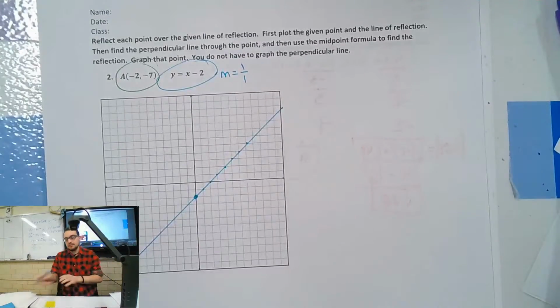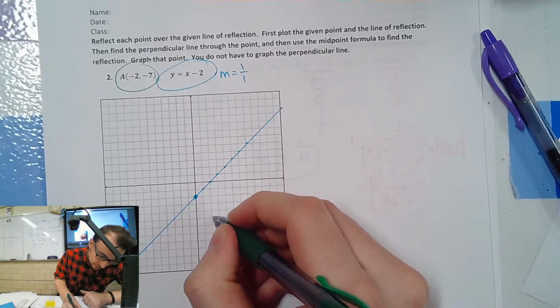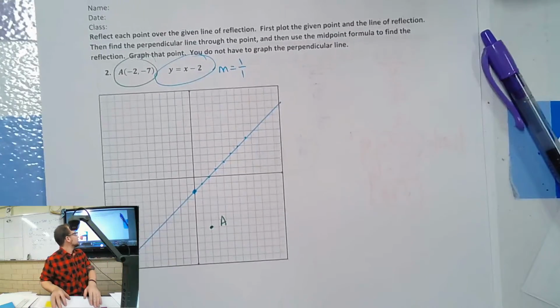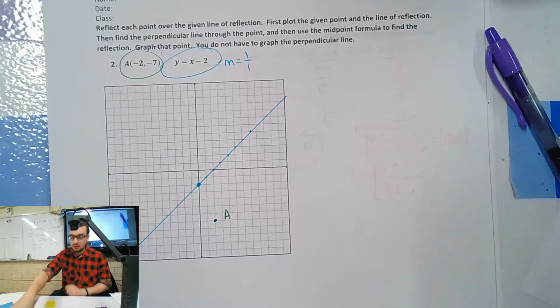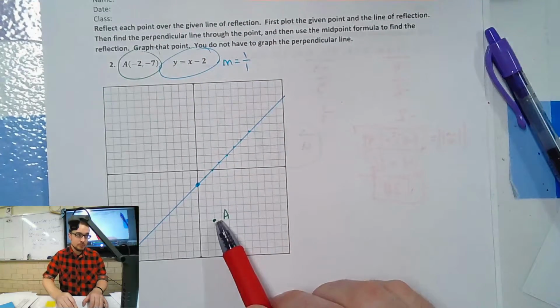So there's the mirror. Here's the point we're going to reflect. 2, -7. 1, 2, 3, 4, 5, 6, 7. That's A. Now we know all reflections happen perpendicular to the mirror, which means we're going to have to find the perpendicular line that goes through this point.